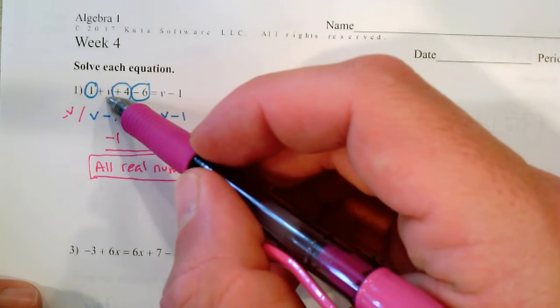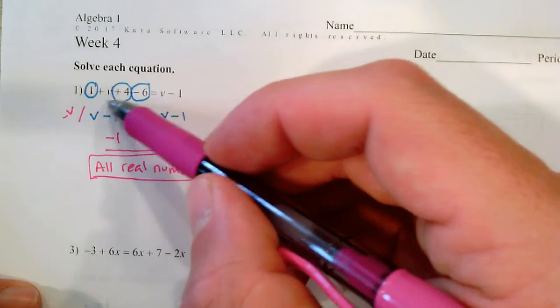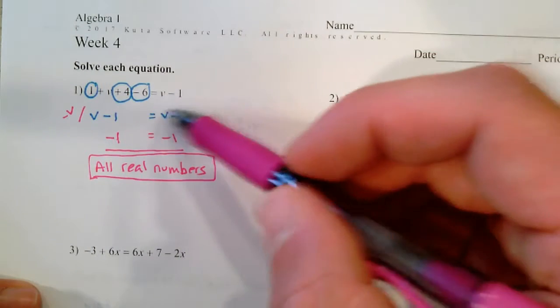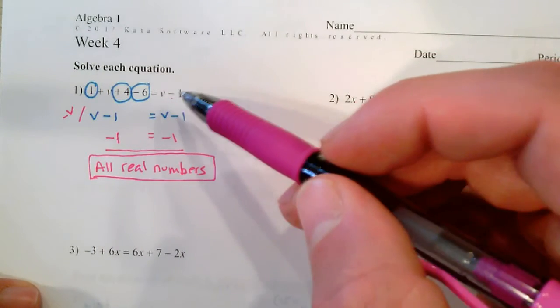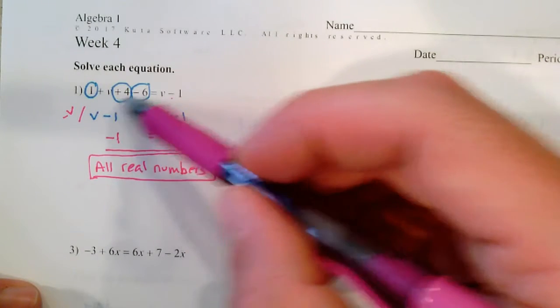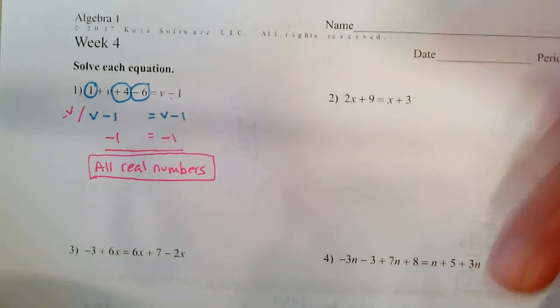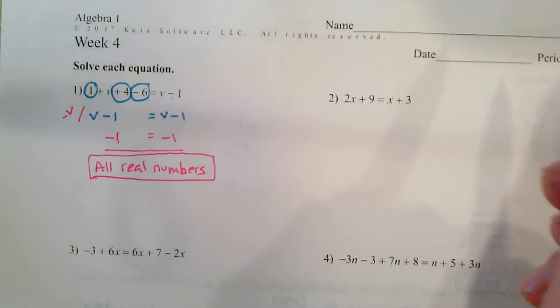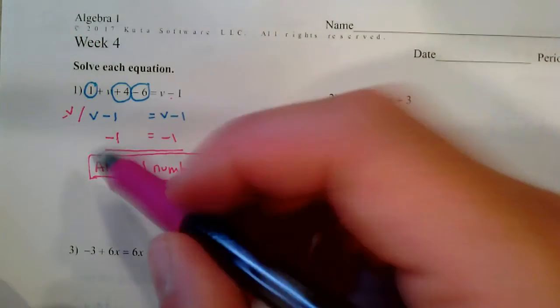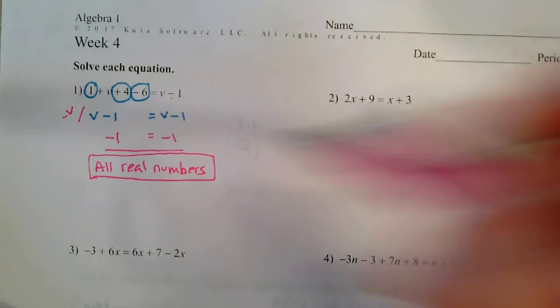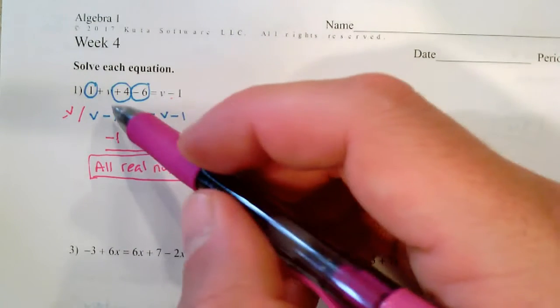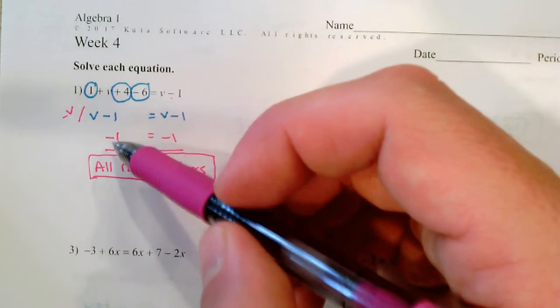I could put a 2 in for V, and 1 plus 2 plus 4 minus 6 would equal 2 minus 1. I could put 10 in here. 1 plus 10 plus 4 minus 6 would equal 10 minus 1. No matter what I put in for V, I'm always going to get a true statement. All real numbers.